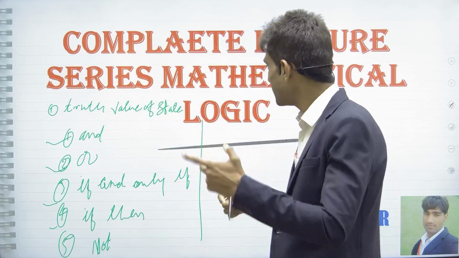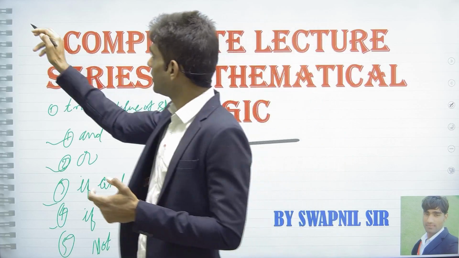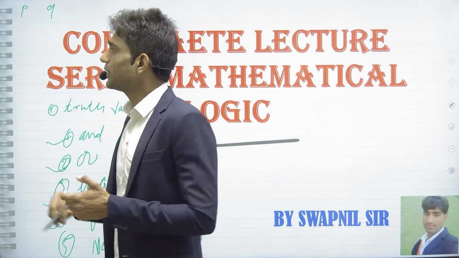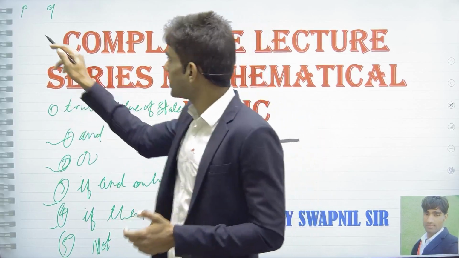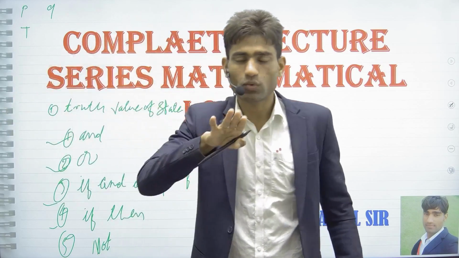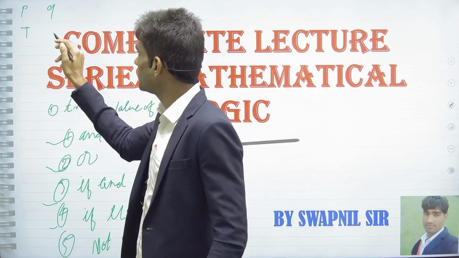Now let me explain how we can write the truth values for two statements P and Q. Here I consider statement P as true. If the first statement is true, then the second goes true.